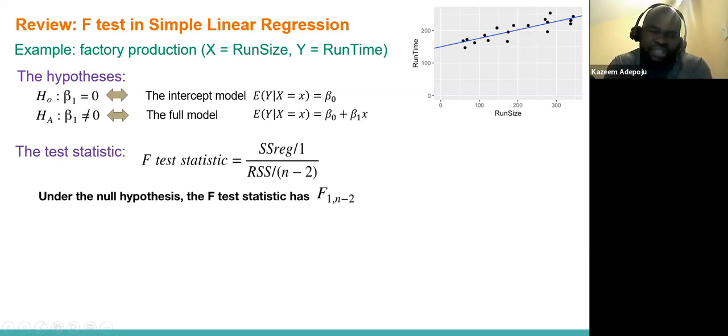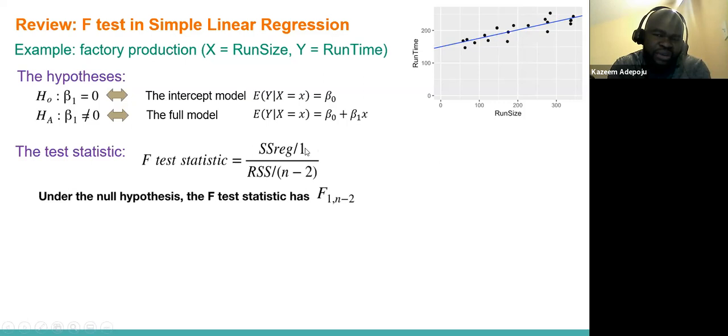Because at the end of the day, we're going to make a decision on rejecting one and accepting the other. And that is the reason why, once I have defined my test statistic, I need to know the probability distribution of the test statistic under the null hypothesis. Okay, so the probability distribution of the test statistic under the null hypothesis is going to be F(1, n minus 2), which means I'm using the combination of the degrees of freedom in the expression.